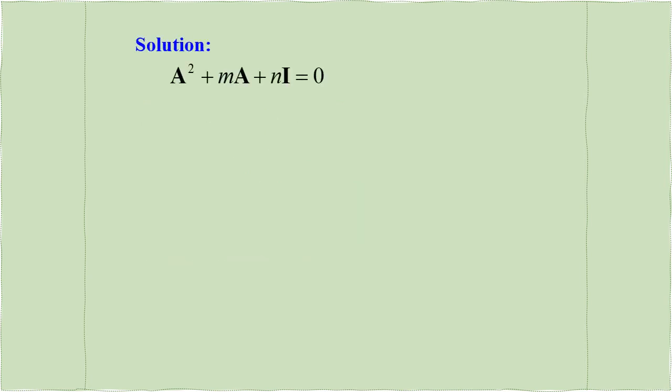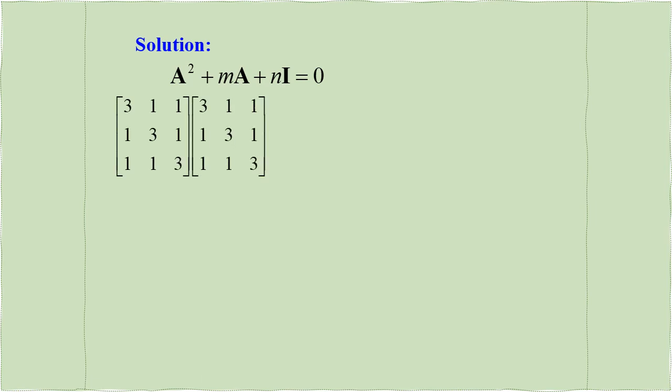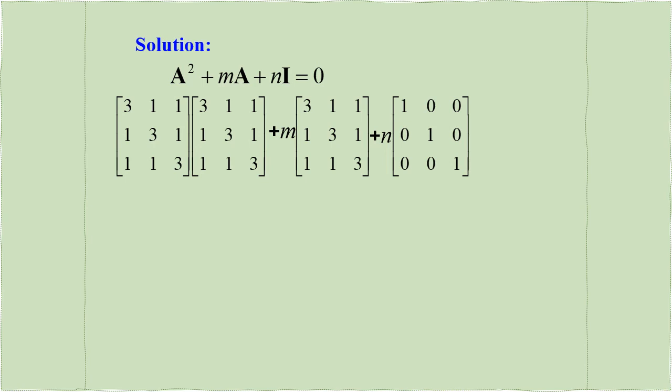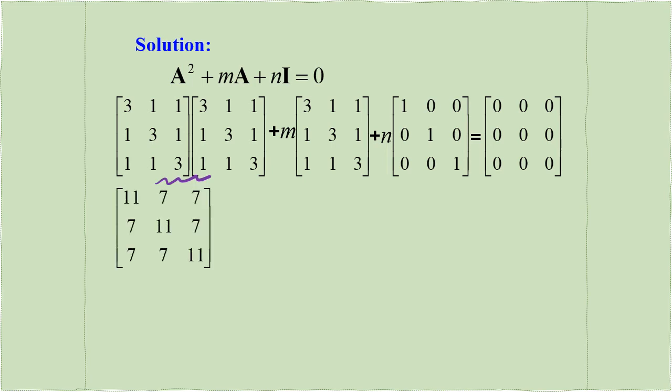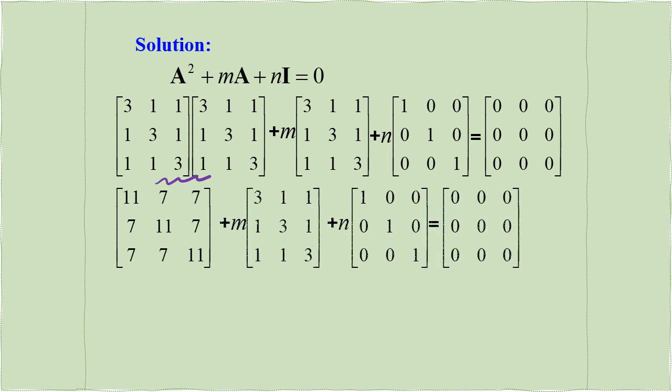So what is matrix A? We just need to substitute. A squared is equivalent to A multiplied by A, plus m multiplied by matrix A, plus n multiplied by matrix I, which is equal to the zero matrix. What we need to do is the A squared first. The others are really simple. For A squared, what we get is 11, 7, 7, 7, 11, 7, 7, 7, 11. And continue with the next part, m multiplied by matrix A plus n multiplied by the identity equals 0.